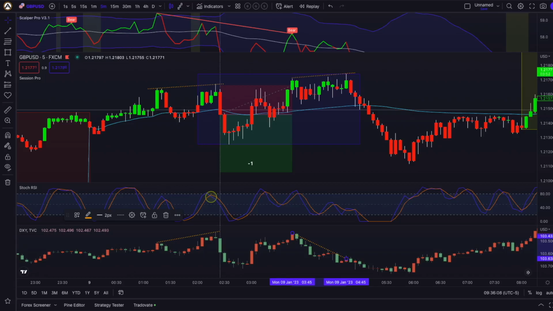Today we're gonna up the game a little bit by also implementing the DXY with our pound US dollar strategy. It's not specifically for the pound US dollar. You can use the strategy on any asset you want.